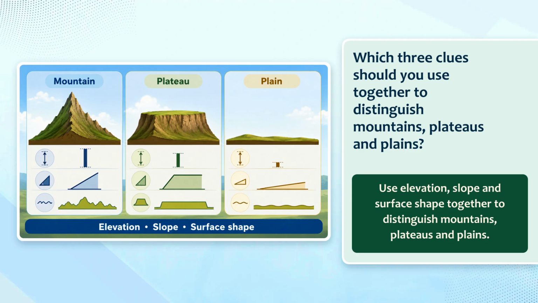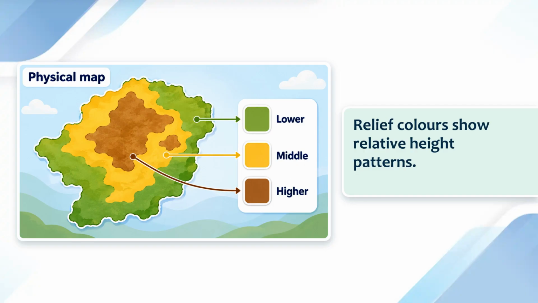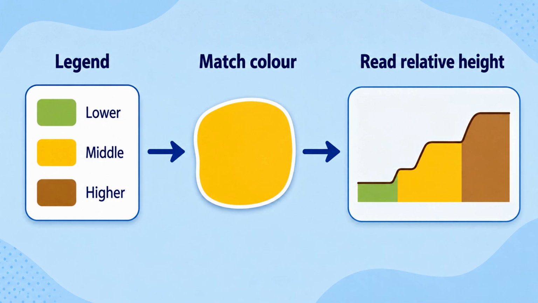Next, we will see how relief colors help us read height patterns on a simple physical map. On a physical map, read the relief color legend first, then match those colors to the map. The color pattern helps show relative differences in height across the terrain. Read the legend before the colors. Relief colors show relative height patterns. The legend tells us what each color means in the map. The legend gives each relief color its meaning.